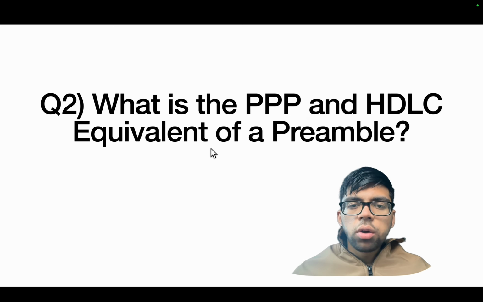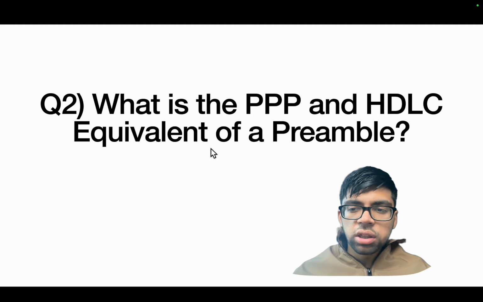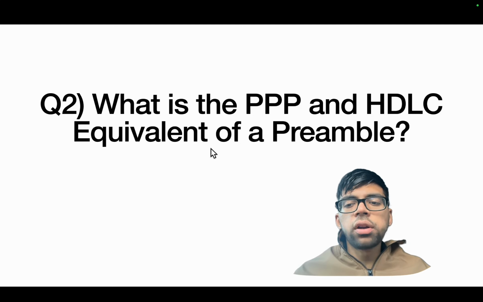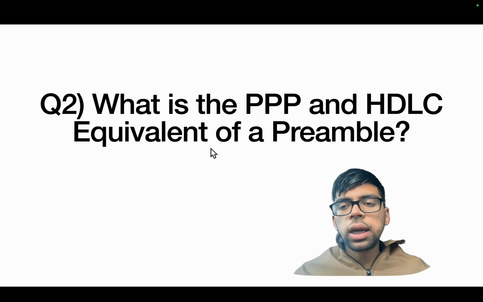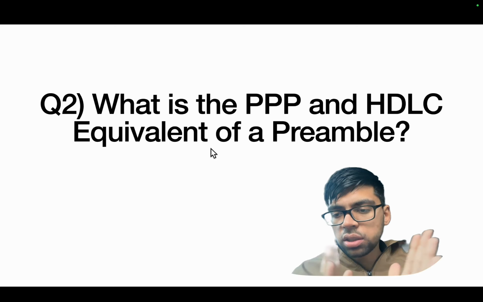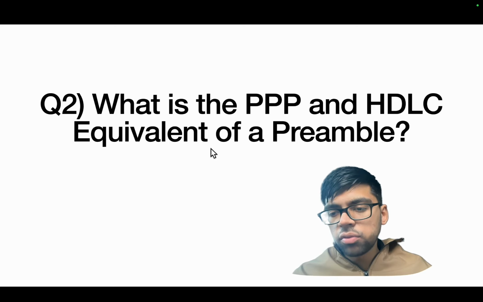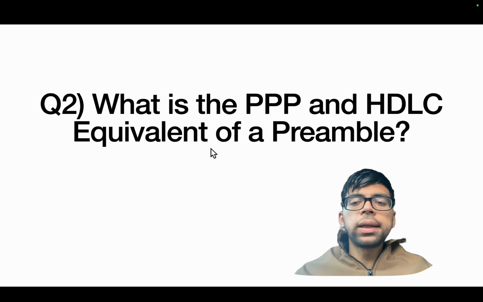Question number two, what is the PPP and HDLC, so PPP point-to-point, HDLC, high-level data link control, equivalent of a preamble? What's the PPP and HDLC equivalent of a preamble? Please take the time to have a think. If you want to pause the video, feel free to go ahead, else I will play the answer in about 10 seconds.